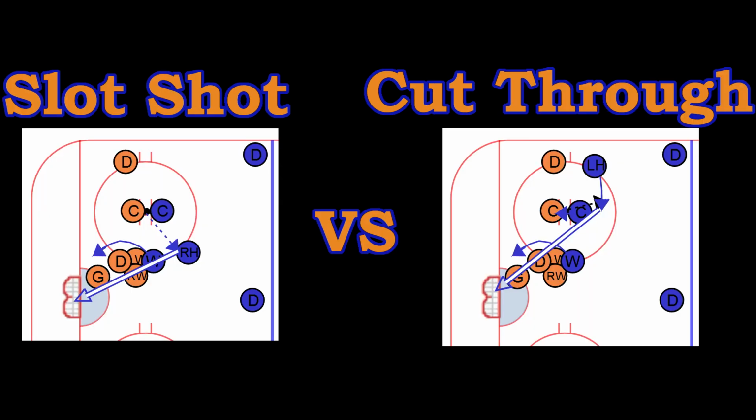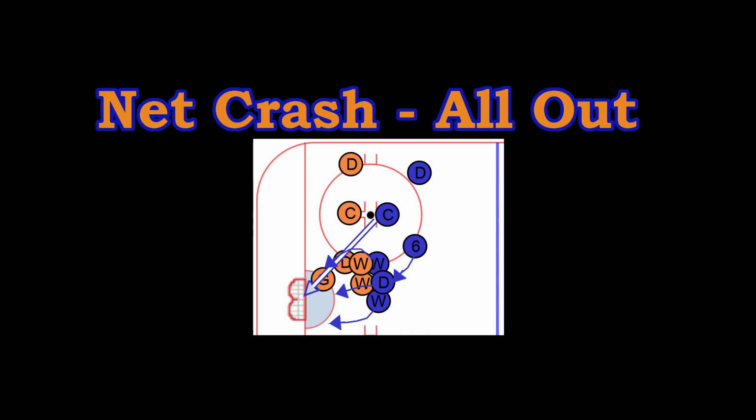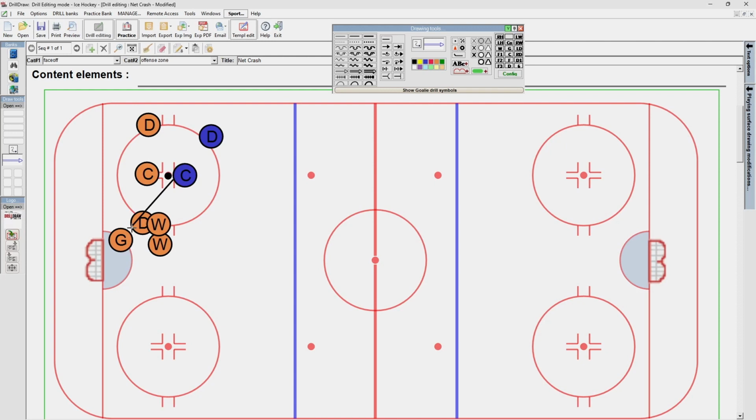If you typically run a slot shot and cut-through combo, this faceoff can add a bit of variety that will throw off your opponents. However, there is also the brute force version of the net crash. This one should only be used in the last few seconds of a period. In this one, we go all out to crash the net, and we're no longer trying to fool anyone about our intentions. The center's job is still the same: smash the puck on net.